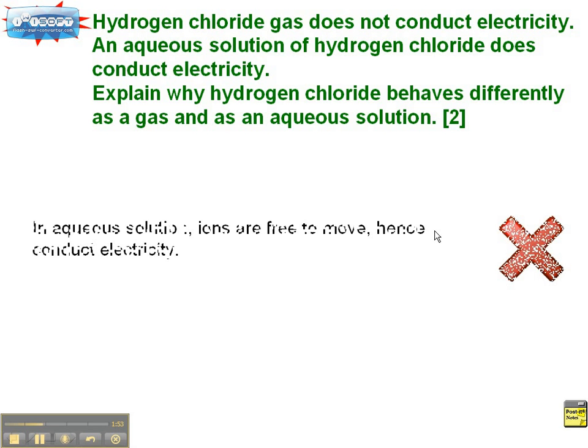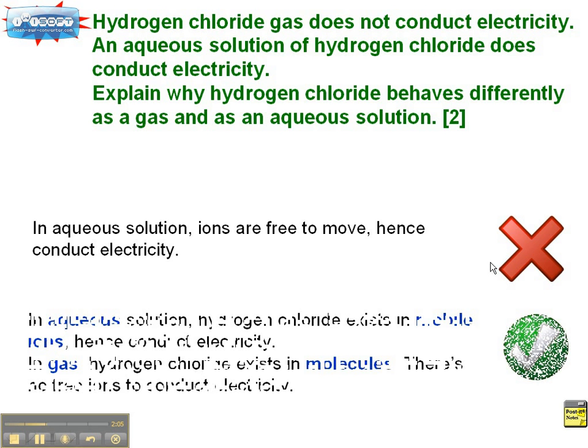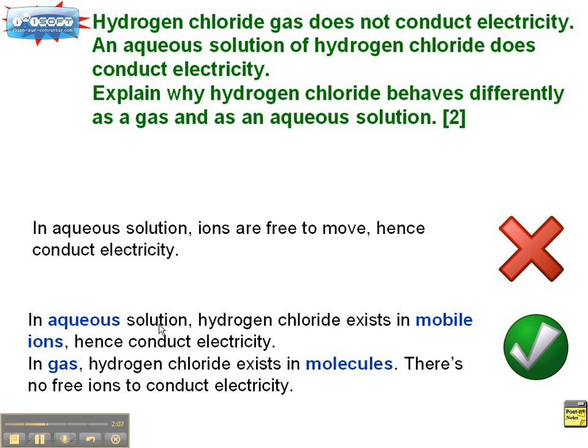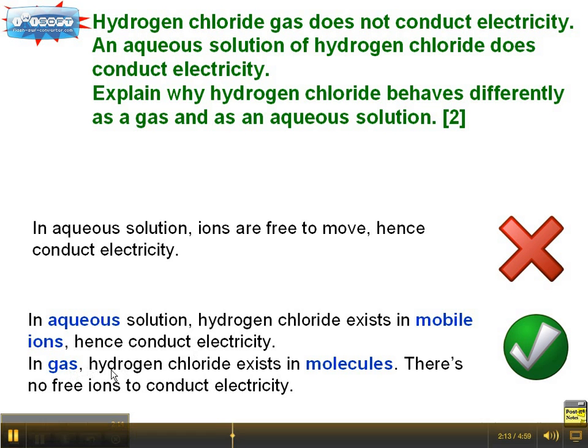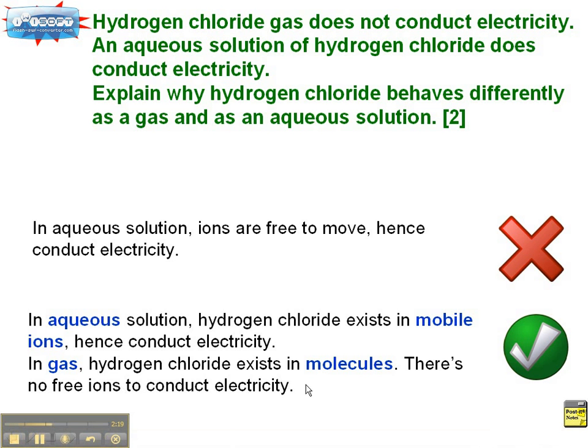What happened to them? So a lot of students tend to write like this: in aqueous solution, ions are free to move, hence conduct electricity. But this answer does not address hydrogen chloride in gaseous form. So instead you have to say, in aqueous solution, hydrogen chloride exists as mobile ions, hence conduct electricity. In gas, hydrogen chloride exists as molecules. There are no free ions to conduct electricity. Okay, so it addresses both hydrogen chloride in gas and in aqueous solution.